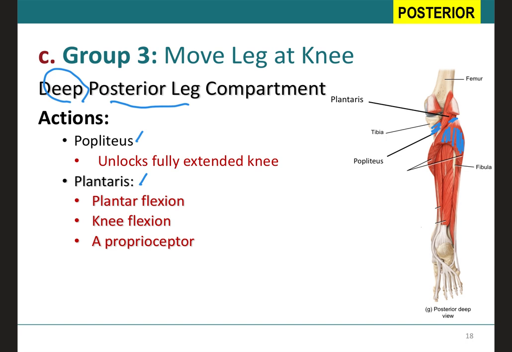So this means that the popliteus will actually have a function to unlock when you have a fully extended knee. So if you stay standing up for a very long period of time, your knee tends to lock. And for you to be able to unlock the knee, your popliteus needs to contract. And because the fibers run in this direction, it will be able to twist your knee a little bit and unlock it. So that's the function of the popliteus. That's why it's called popliteus, because it pops your knee.